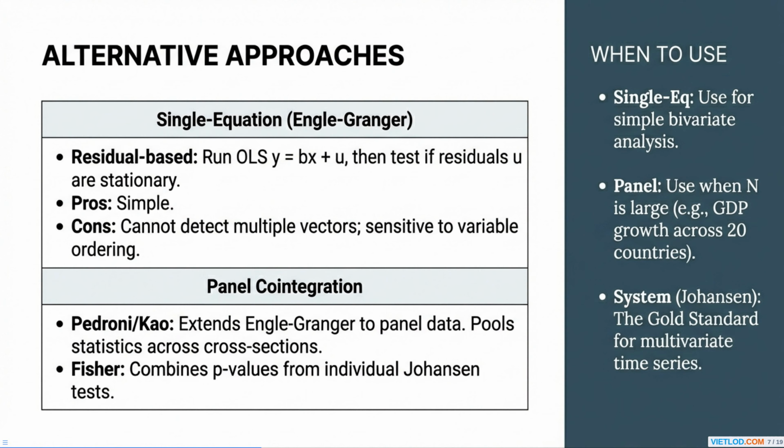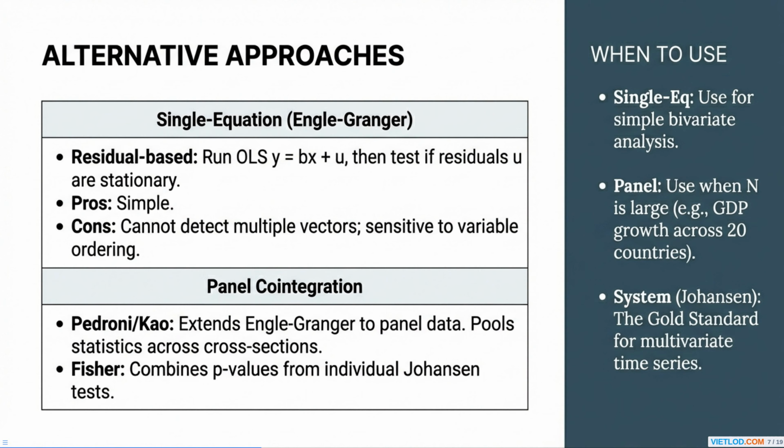However, its cons include the inability to detect multiple cointegrating vectors and its sensitivity to the ordering of variables in the regression. Next, we look at panel cointegration methods, which are designed for datasets with multiple cross-sections over time. The Pedroni and Kao tests extend the Engle-Granger approach to panel data by pooling statistics across cross-sections. The Fisher test, on the other hand, combines the p-values from individual Johansen tests for each cross-section, providing a robust overall panel result.